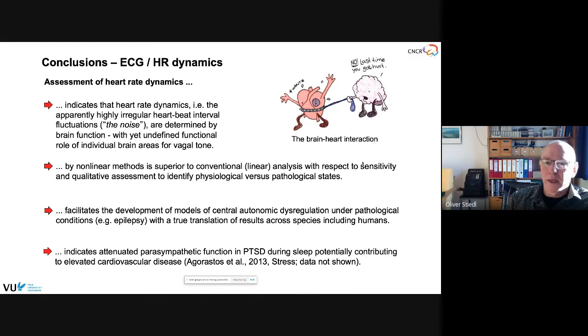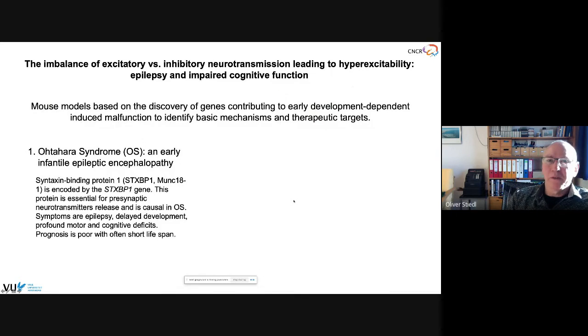Yeah? And now, based on the epilepsy, I will give you some ideas on this aspect, because the telemetry systems can nicely be used for this. And I will give you an example of two models that we have used, based on scientists that have discovered the genes or have worked with the genes that have been implicated in this disorder. The first one is the so-called Ohtahara syndrome, which is an early infantile epileptic encephalopathy.